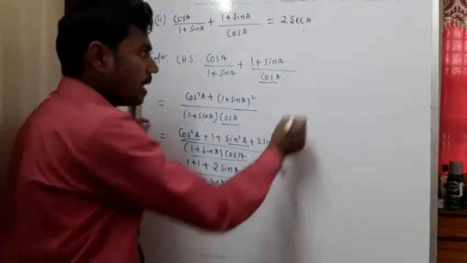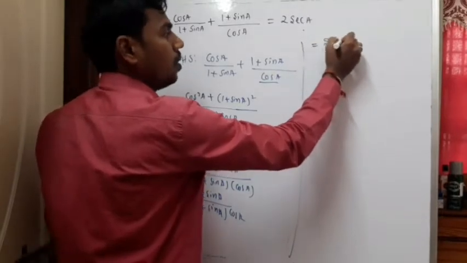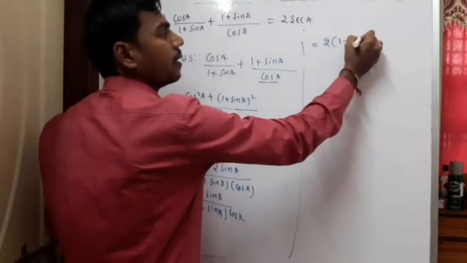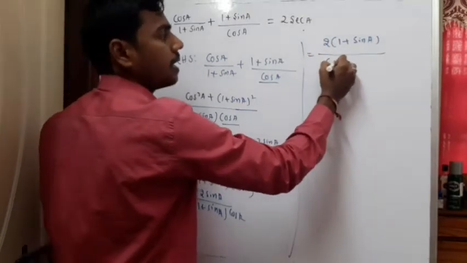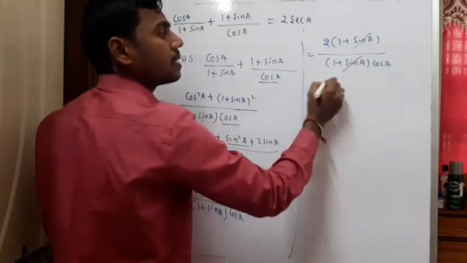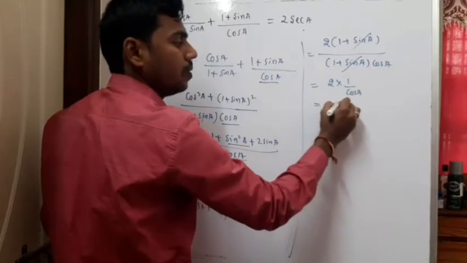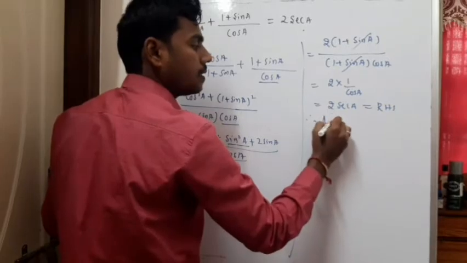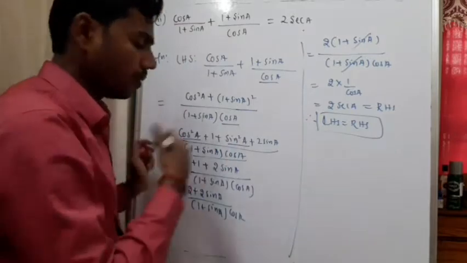So now, what I do, I will continue here. 2 is common here. So then what will we get? 2 into 1 plus sin A divided by 1 plus sin A into cos A. This will get cancelled. 2 into 1 by cos A is nothing but secant A, 2 secant A, which is equal to RHS. Therefore, LHS is equal to RHS. We have proved it. So please note this down.